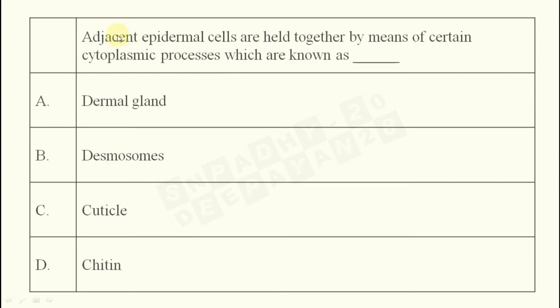Then this is also a very important question. In epidermis different kinds of cells are there. Those cells are held together by means of certain cytoplasmic processes. That means the adjacent epidermal cells are linked with each other by cytoplasmic processes, which are known as what? The answer will be option B, that is Desmosomes. Those are the links which hold those epidermal cells together.